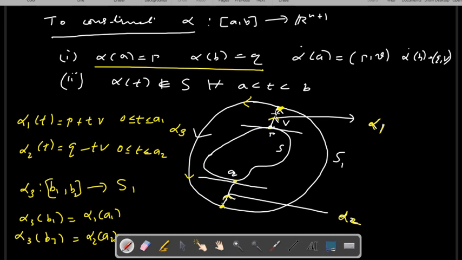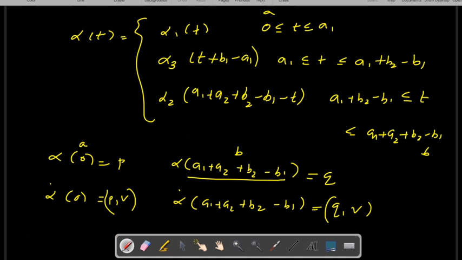So we have constructed it in such a way that alpha 1 of 0 will come as P and alpha 2 of 0 will come as Q. So you have connected it with alpha 1, alpha 3 and alpha 2, to make an alpha, so that alpha of the first point 0 will come as your P and alpha of the end point will come as your B. So the first point is A and the last point is B, and you have constructed it so that alpha of A will come as P and alpha of B will come as Q, and the derivatives at those points will come as P comma V and Q comma V. Okay, derivatives will come in that way.